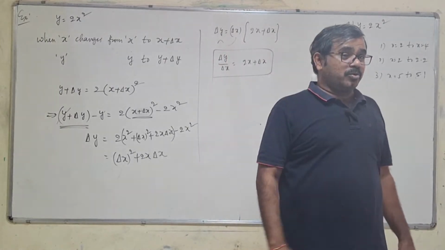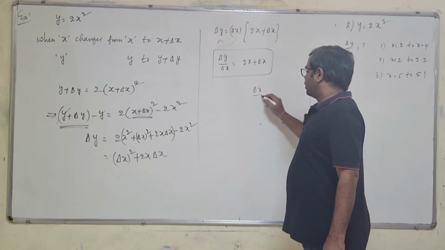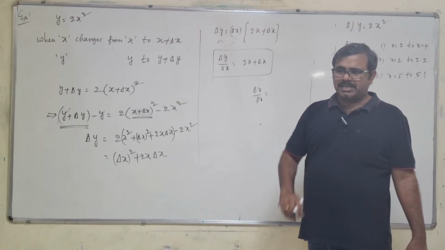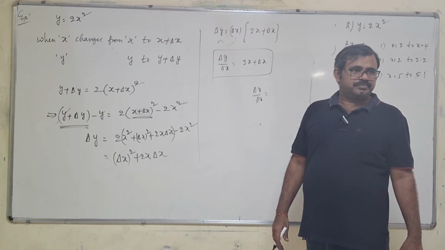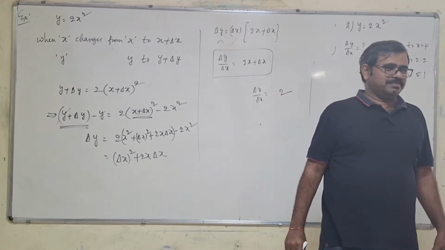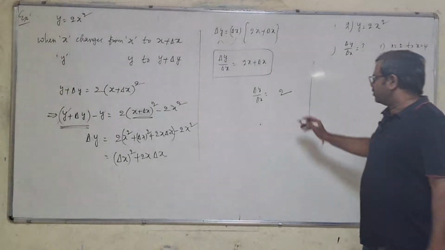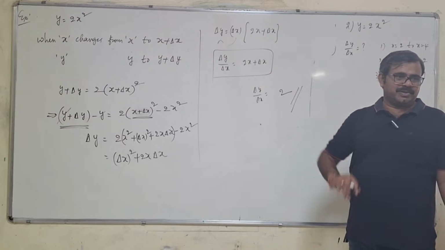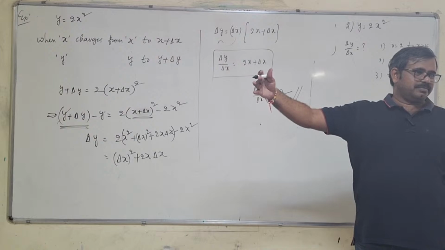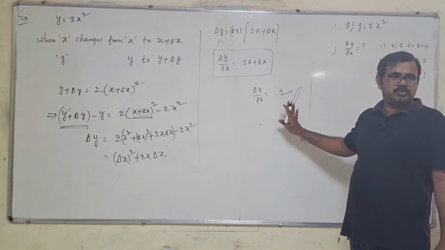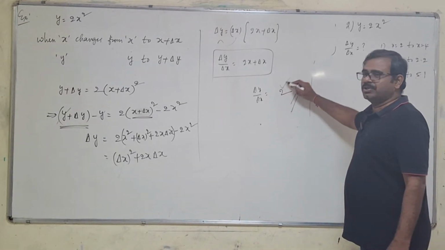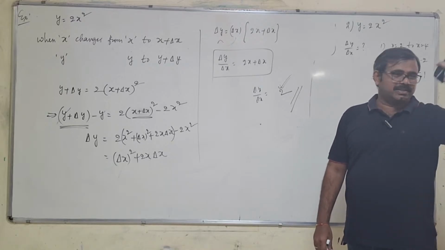In the previous example, what did we get delta y by delta x equal to? We got 2. So delta y by delta x value is equal to 2, a constant. So for whatever may be the range of values of x, delta y by delta x is 2. For every unit change in x, y changes by how much? 2. In the first example.